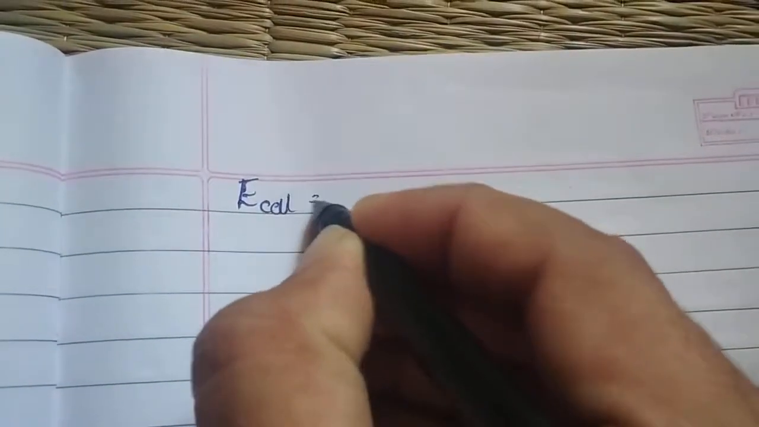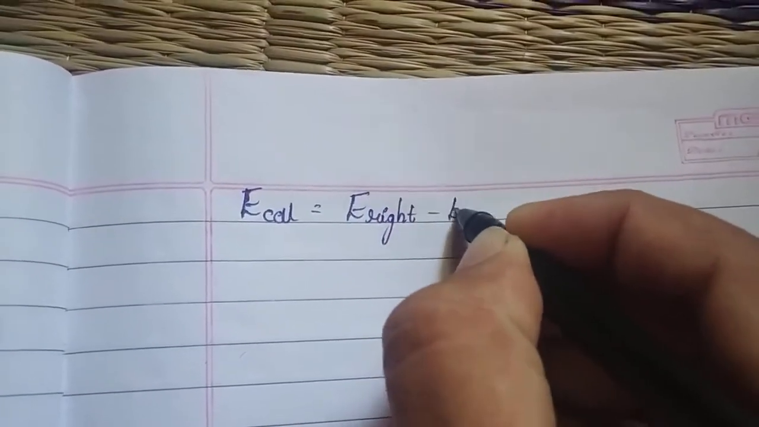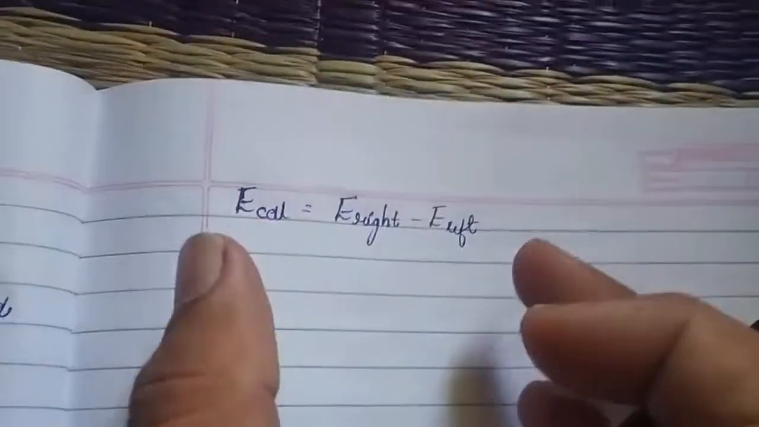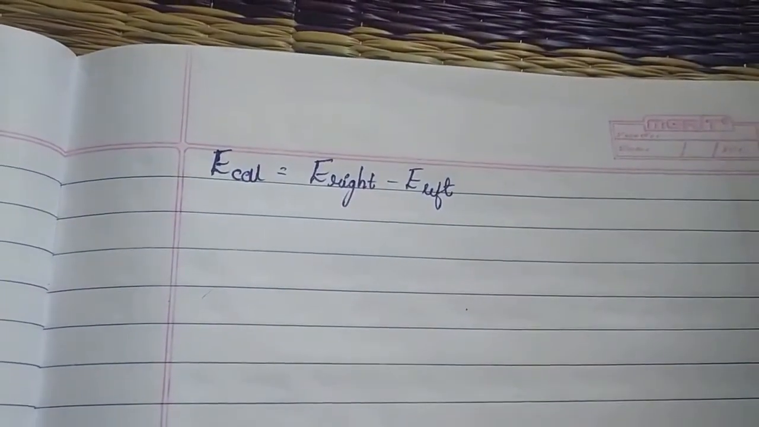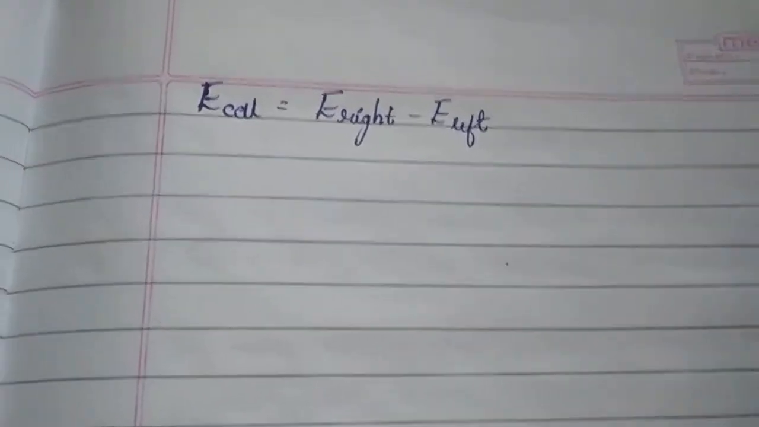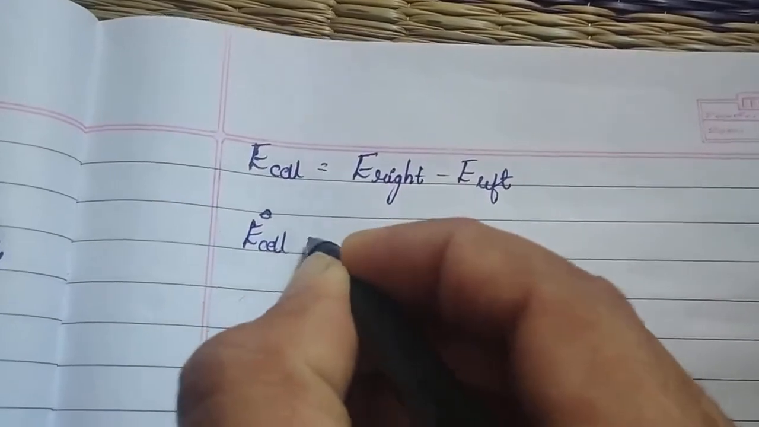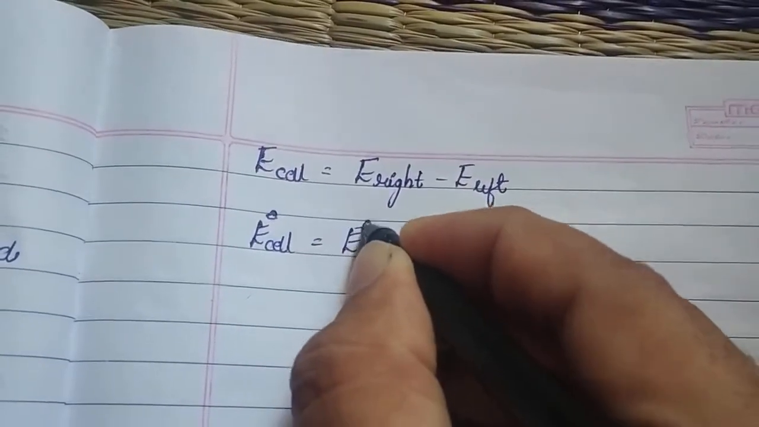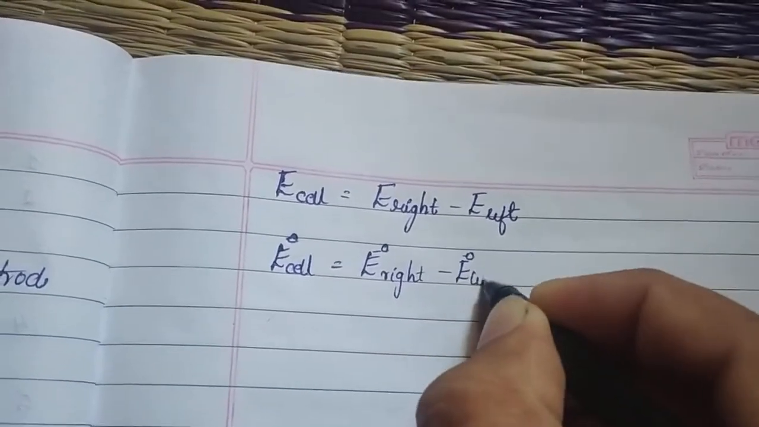So now what do I do? As I know, E cell is equal to what? E right minus E left. So E right means, okay, this is what? Cell potential. But I want the standard part. Standard Gibbs energy, we write it as G naught. So how can I write this? Since I require the standard part, E naught of this cell is equal to E naught right minus E naught left, the standard part.